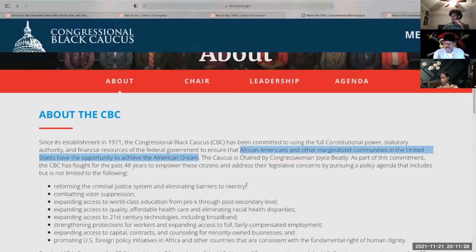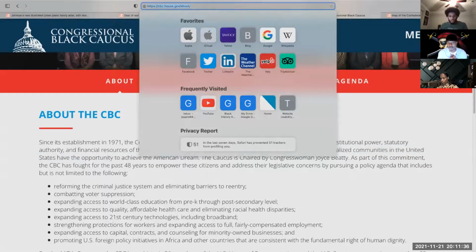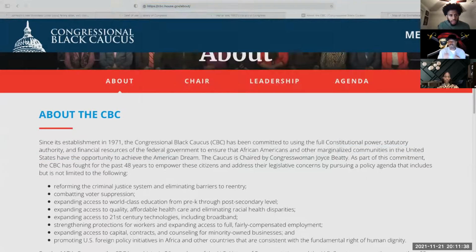Now, can you pull up the Asian caucus and the Hispanic caucus real quick and go to their about page? Definitely. Because we want our people to see. These people should not even be walking in public at this point. But it's because we don't know.